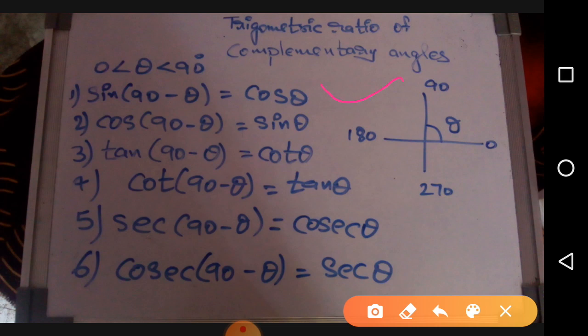Thus there is a first complementary angle, that is sine 90 minus theta is always cos theta. Instead of theta you can say a, so sine 90 minus a is cos a. Similarly, cos 90 minus theta is sine theta, tan 90 minus theta is cot theta, and cot 90 minus theta is tan theta. You can find the resemblance: sine converts to cos, tan converts to cot, and cot to tan. Similarly, secant 90 minus theta is cosecant theta, and cosecant 90 minus theta is secant theta.